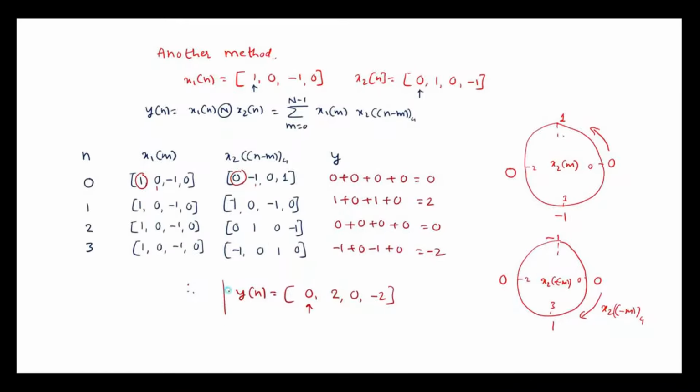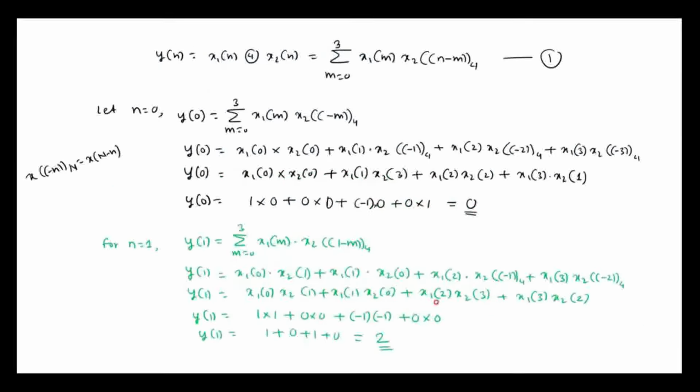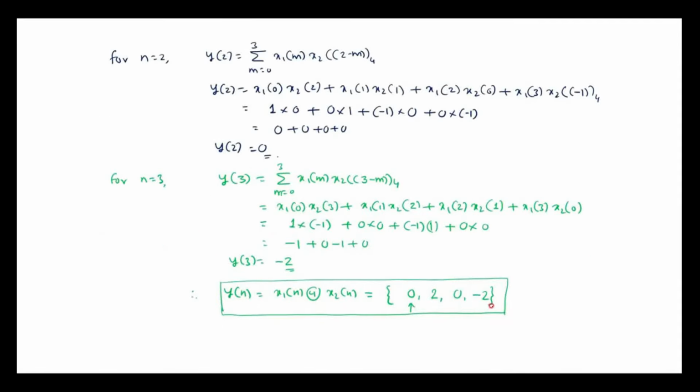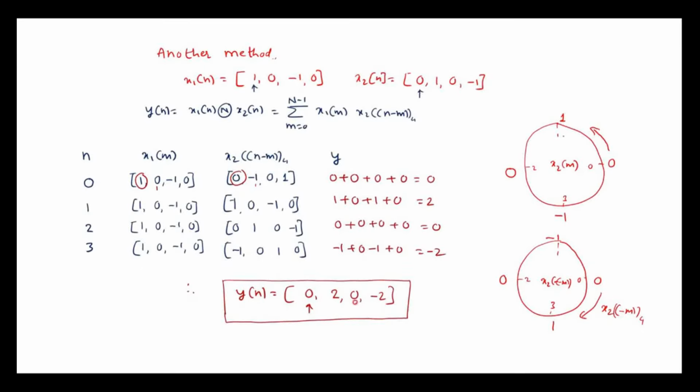So this is the circular convolution between the two sequences x1 of n and x2 of n using the time domain. Here we can observe that we got the same result, that is 0, 2, 0, minus 2. Here also we got 0, 2, 0, minus 2. So this is an alternate method.